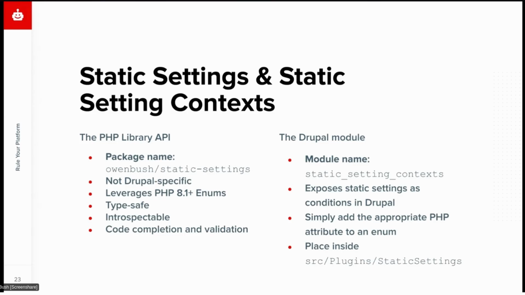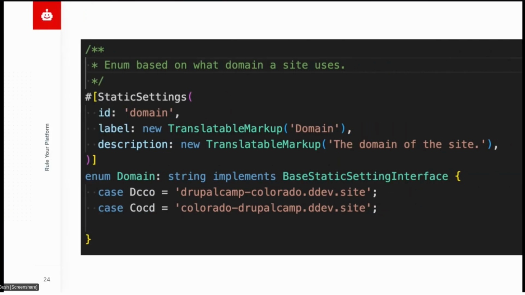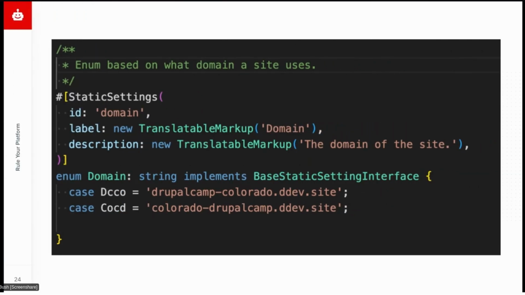It finds all of these enums, and it builds a condition automatically for it, including the form and the evaluation of that condition. So all you have to do to convert an enum into a condition is add a little bit of PHP, a little PHP attribute to the top of the enum, and then you put it inside your source plugin static settings. And here's an example. So very simple.